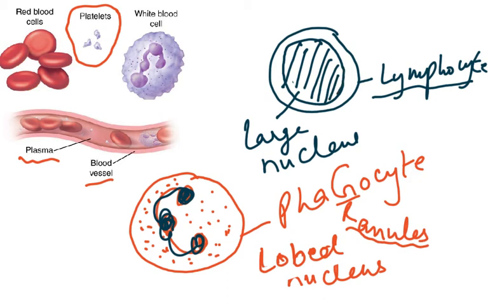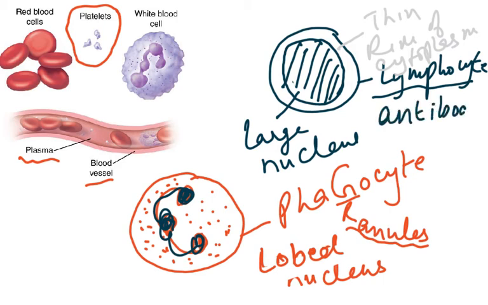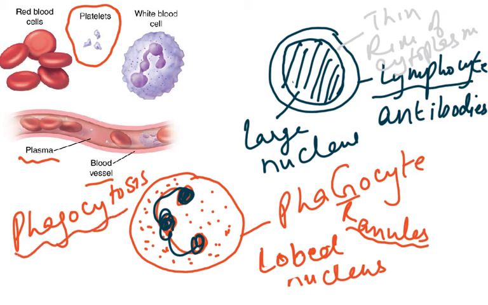And then it has a very thin rim of cytoplasm. So cytoplasm is not in abundance, it is in a very small amount. So thin rim of cytoplasm, and that's the lymphocytes. And lymphocytes are actually responsible for making antibodies. We talk a lot about antibodies these days because of the coronavirus. And the phagocytes, what is their function? They do phagocytosis. And phagocytosis is engulfing and digesting any pathogen which might enter your body.